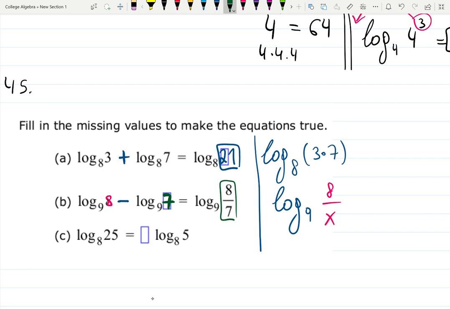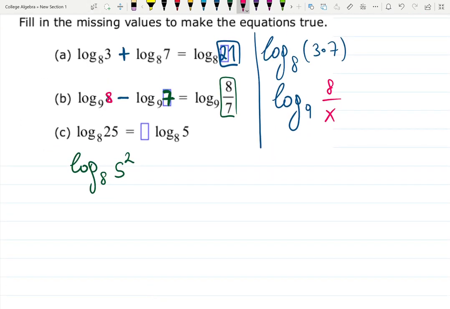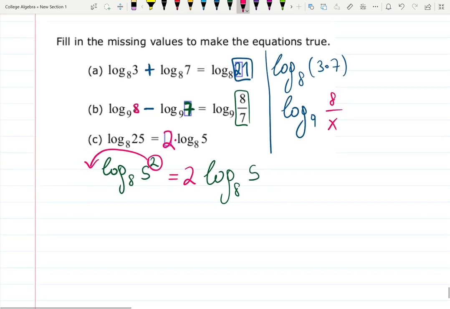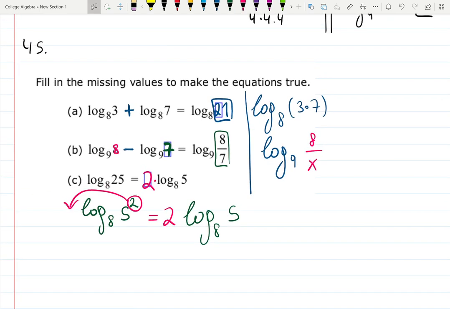Finally, how to get from log base 8 of 25 to log base 8 of 5? Well, 25 is actually 5 squared, correct? And I mentioned so many times, my favorite property is that this little exponent can jump down in front of the log. So it's going to be 2 log base 8 of 5. So the answer is 2, in front of the log base 8 of 5. And that's all. Those are the coolest kind of little games you can do with logs.